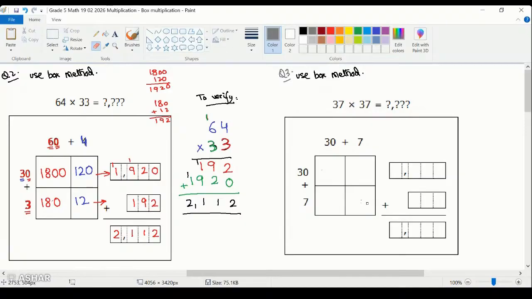What they have done is, if this number was 37, they broke this number into 30 plus 7. Let's change the number over here, 37 into 25. So we can say 25 can be written as 20 plus 5. Agreed?